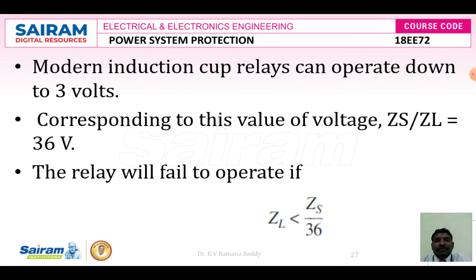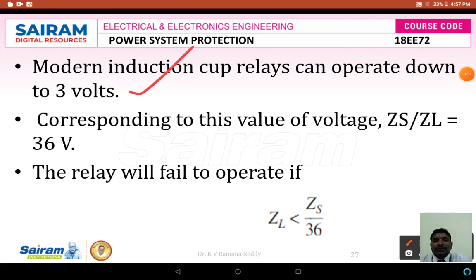We can perform the same operation where the relay is energized with 3 volts. By that time it has to perform with 36. If the ZS by ZL value is less than 36, it will function. If it is greater than 36, it won't function.